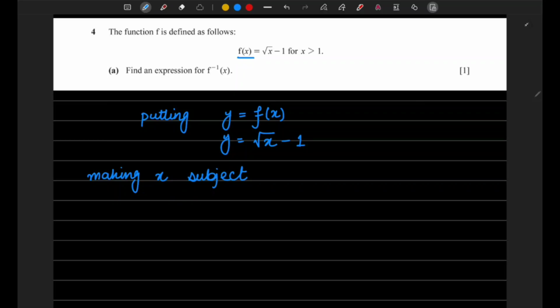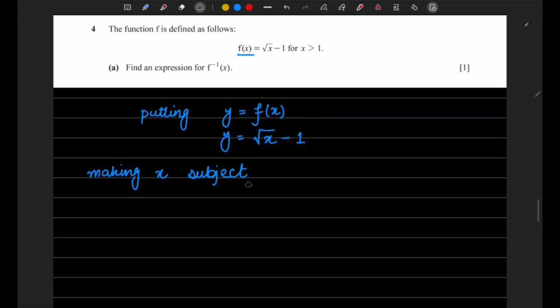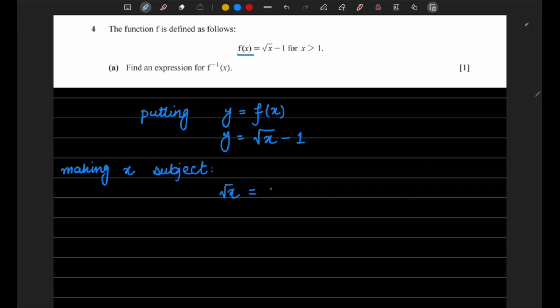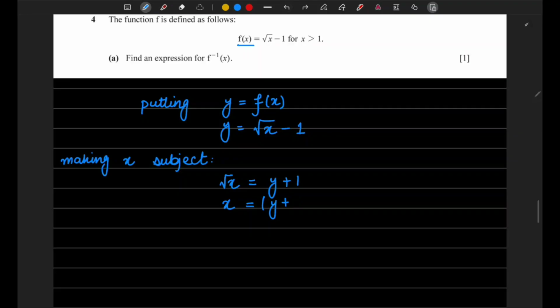So for this reason, if you want to make x the subject, we will keep root x on one side. Root x would be equal to y plus 1. Then x will be equal to the square of y plus 1, that is, (y plus 1) whole squared. Okay, we made x the subject.